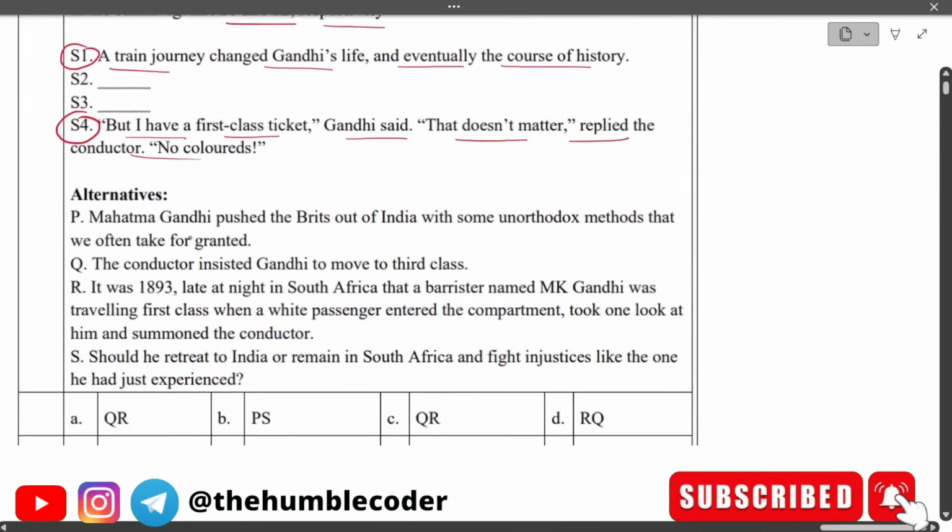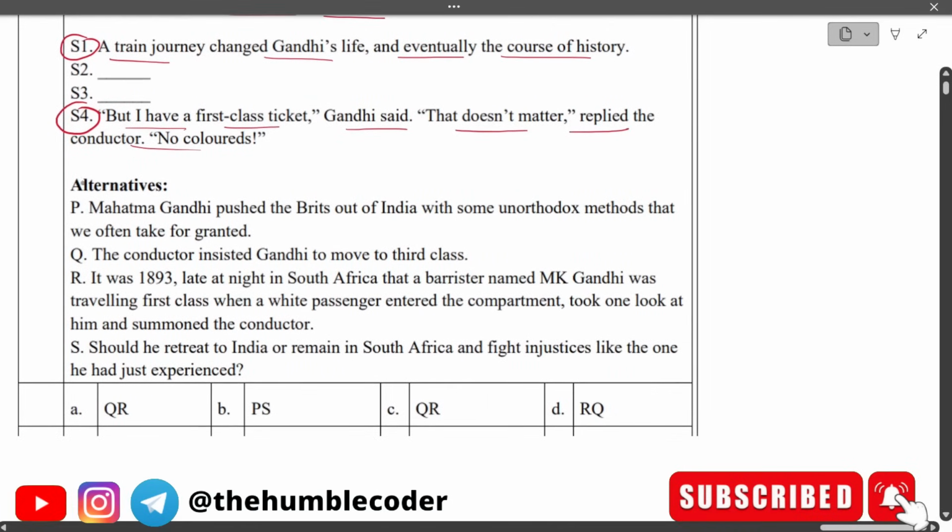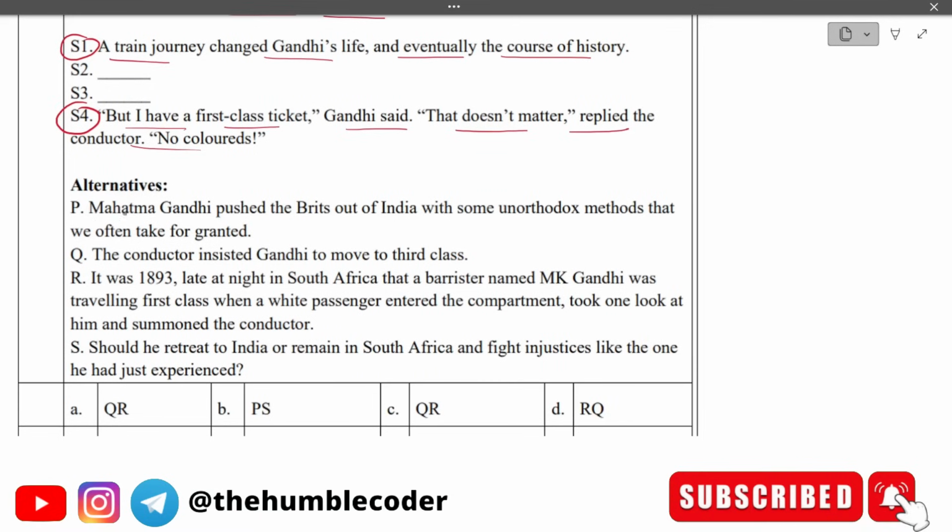Okay, so let's see. We have these alternatives. First let's give these alternatives a read, and then we will see what will come in those sentence 2 and sentence 3. Mahatma Gandhi pushed the Brits out of India with some unorthodox methods that we often take for granted. The conductor insisted Gandhi to move to the third class.